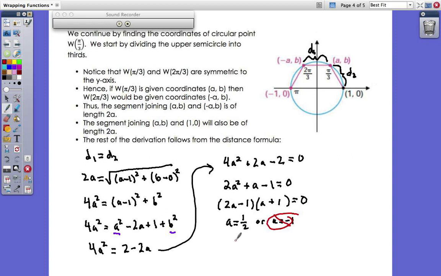So we got the x-coordinate of the circle wrap pi over 3. A equals 1/2. Well, what's the b? We have to go back to our circle. A squared plus b squared is equal to 1. A is 1/2. 1/2 squared plus b squared equals 1. Take my time here, it's getting kind of sloppy. Well, half squared is a quarter.